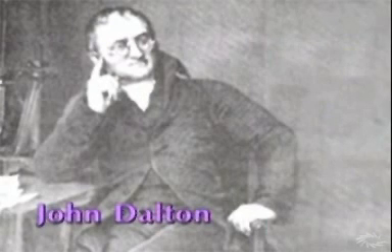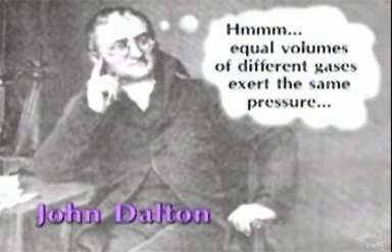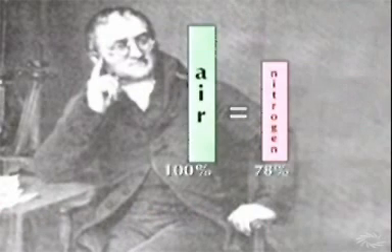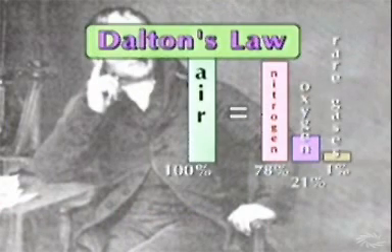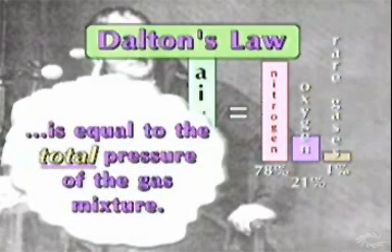John Dalton, an early English chemist, studied a mixture of gases and found that equal volumes of different gases exert the same pressure. His other finding came to be known as Dalton's law. It states that the sum of the pressures of all the components in a gas mixture is equal to the total pressure of the gas mixture.